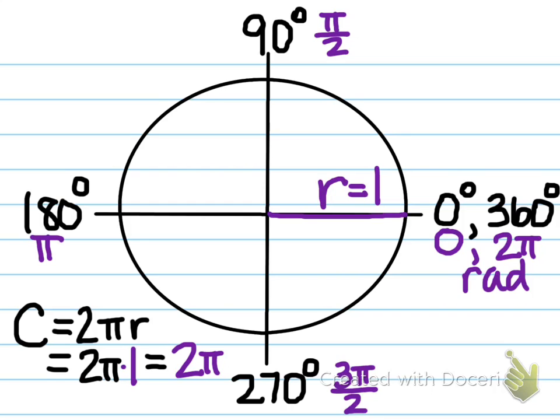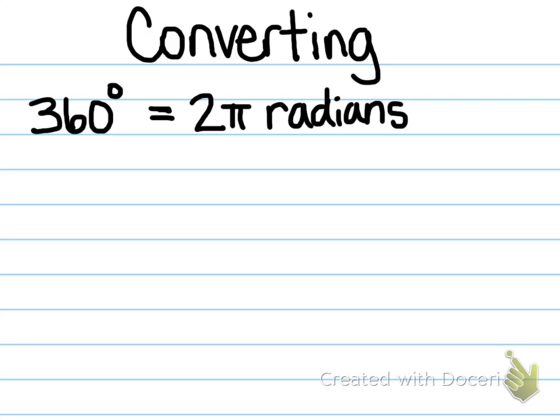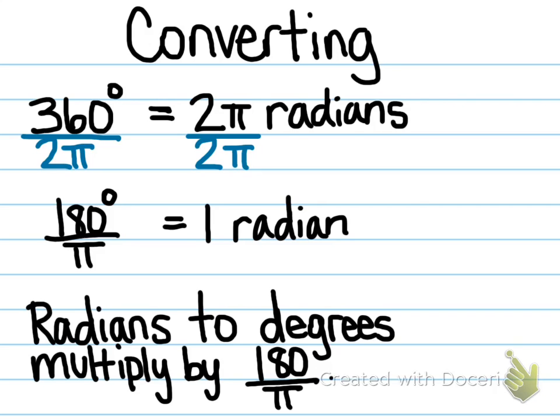So let's see how to convert between radians and degrees. I just said that 360 degrees is equal to 2 pi radians. Well, I want to know how much 1 radian is equal to, so I'm going to divide both sides by 2 pi. 2 pi divided by 2 pi is going to be 1 radian. 360 divided by 2 pi is going to be 180 over pi. So 1 radian is equal to 180 degrees over pi. So if I want to convert from radians to degrees, I'm going to multiply by 180 over pi.